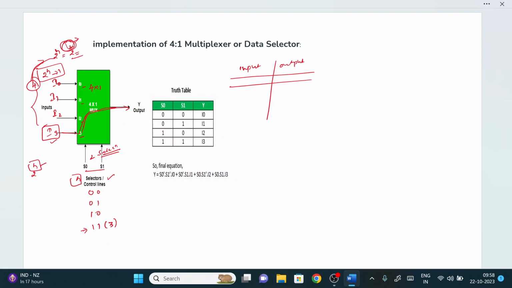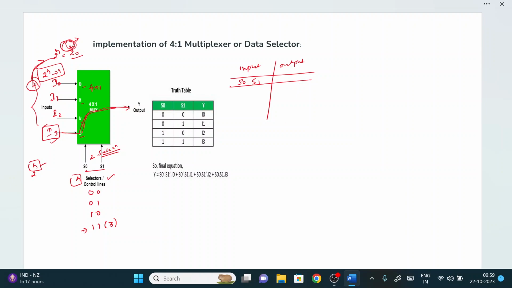So based on the selection line only, one of the inputs will be routed to the output value. The important thing here is the selection line, not the input line. Based on the selection line only, we get one of the inputs as the output value. For that reason we always take the selection lines as input values, S0 and S1. Based on the selection, any one of the inputs will be the output value.